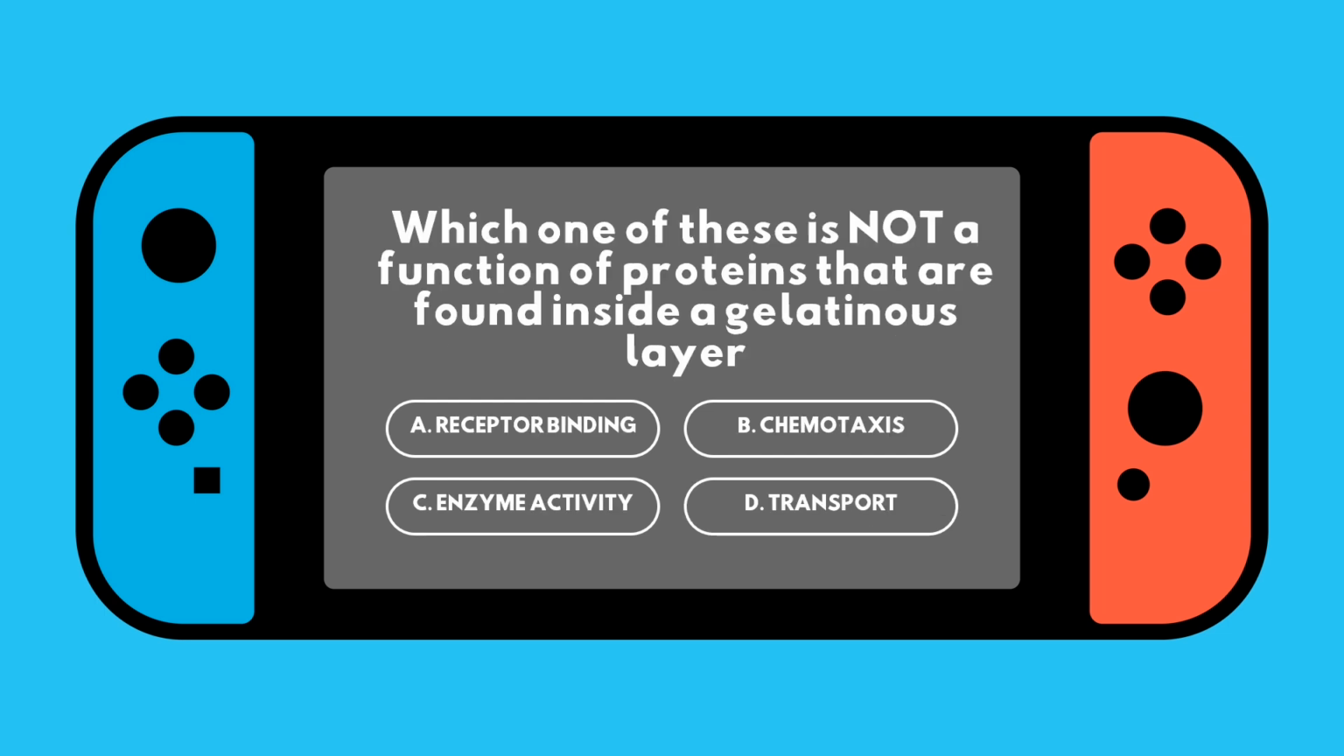And then last but not least, which one of these is not a function of proteins that are found inside a gelatinous layer? I want you guys to think about what this gelatinous layer is. We're going to see that in a bit. This gelatinous layer is the periplasmic cavity, or the periplasmic space. This periplasmic space contains a lot of proteins, and their functions include chemotaxis, transport, and enzyme activity, but it does not include receptor binding. So here, receptor binding is the correct answer because it's not a function of the periplasmic space.